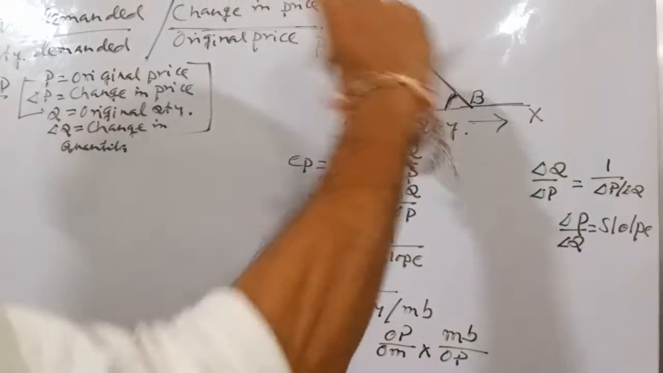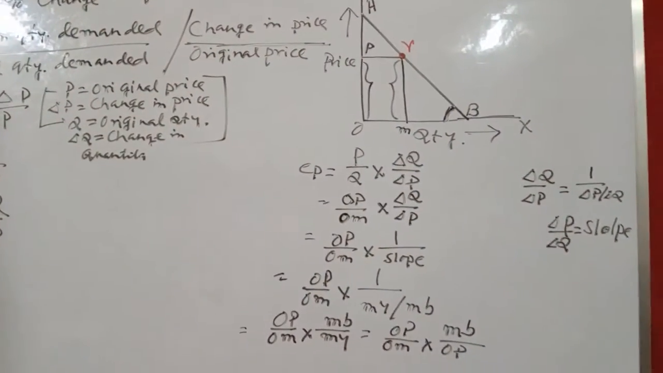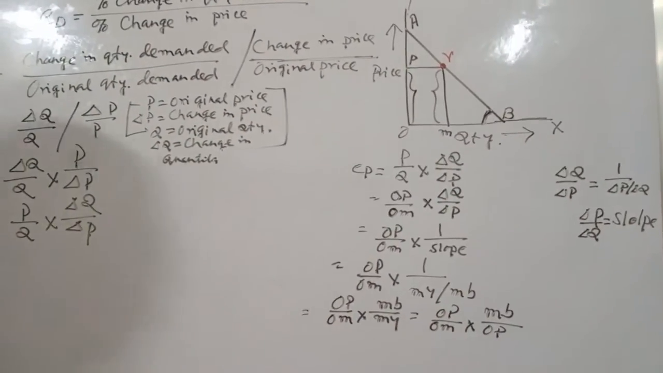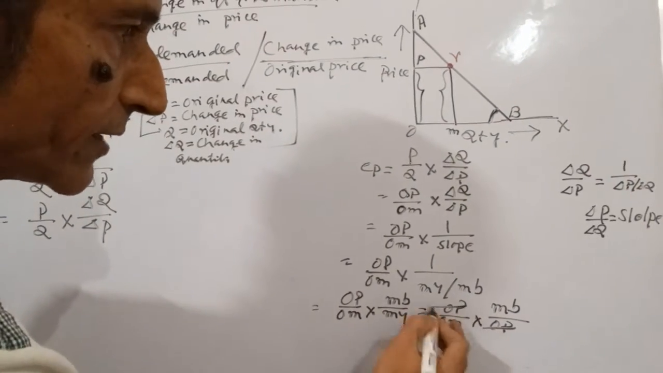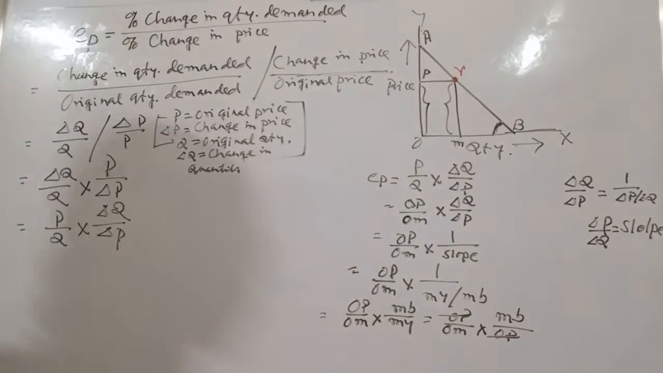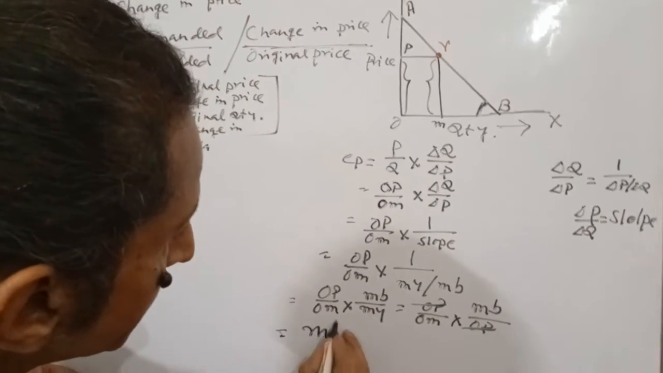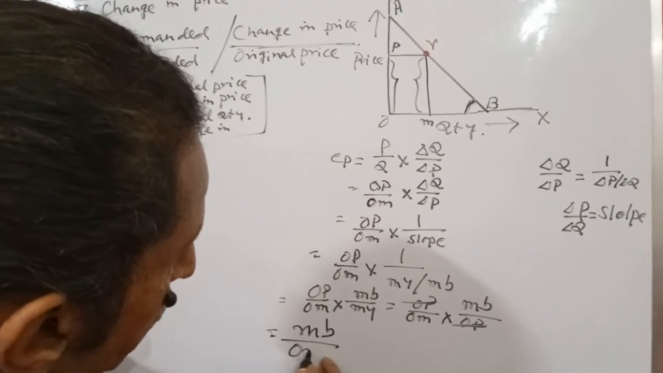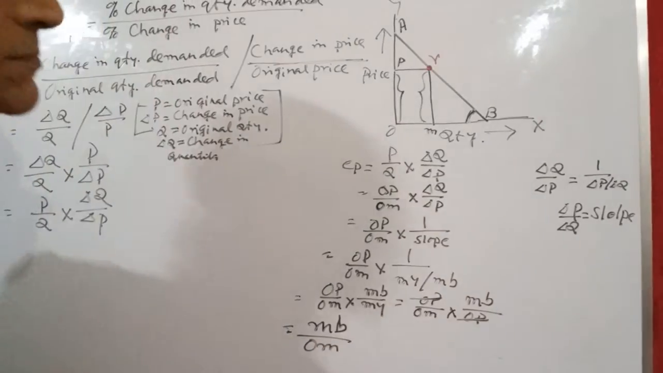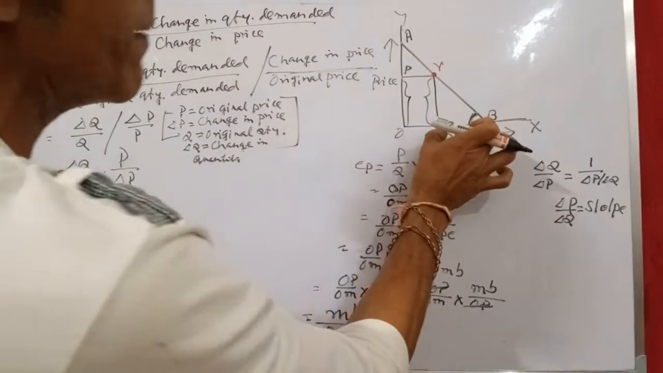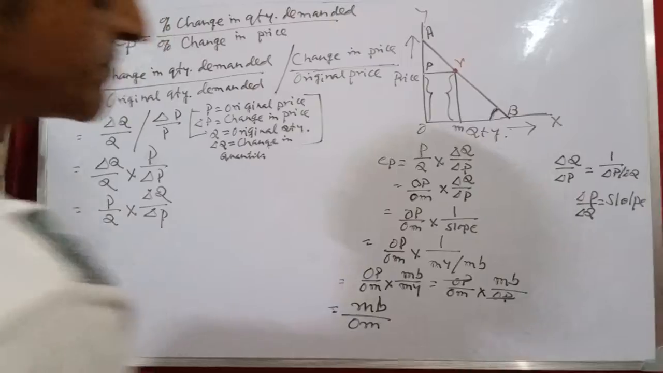OP is equal to MY. OP cancels out each other in numerator and denominator. So what remains? Remains MB divided by OM.